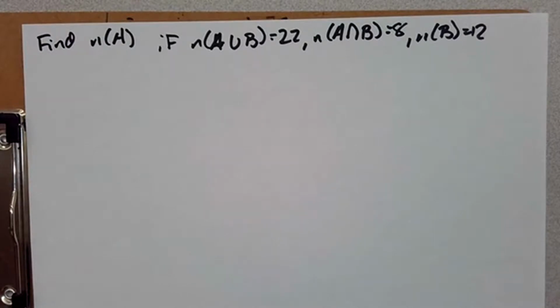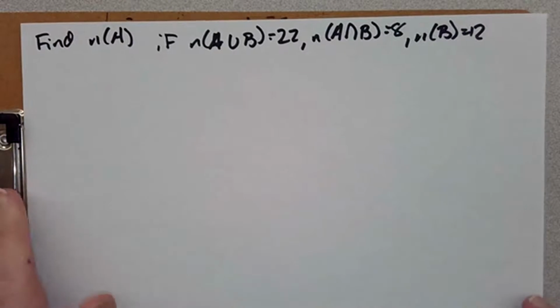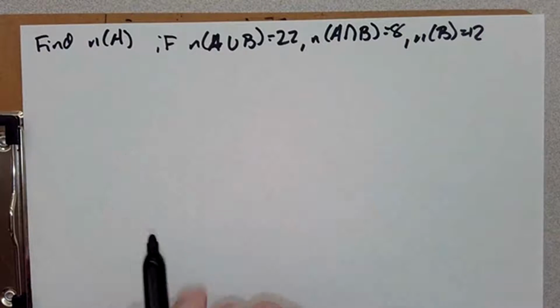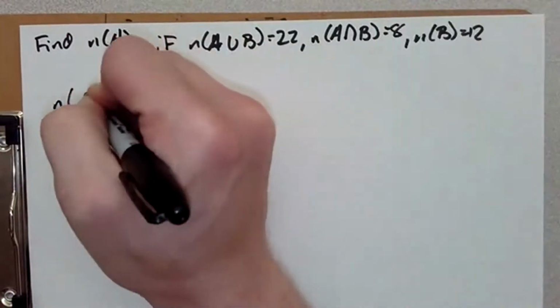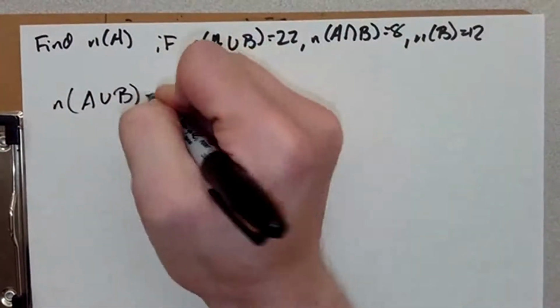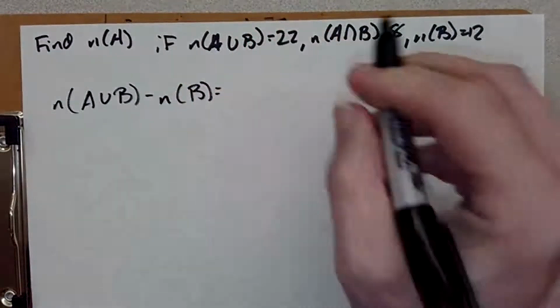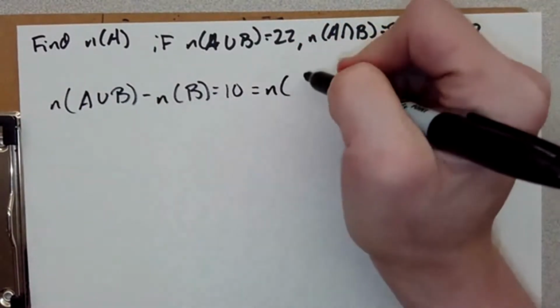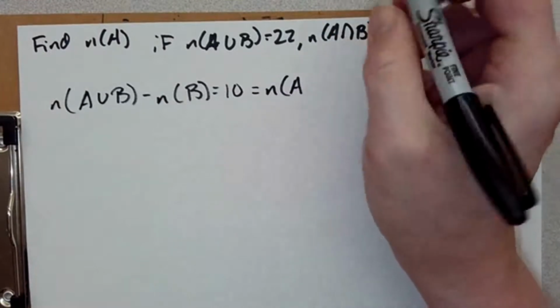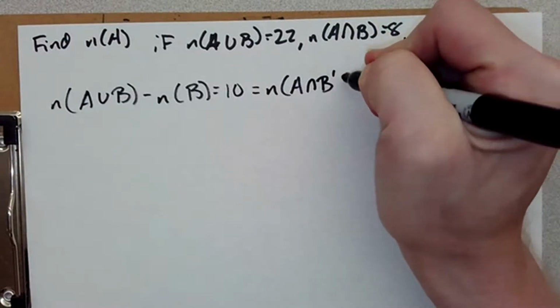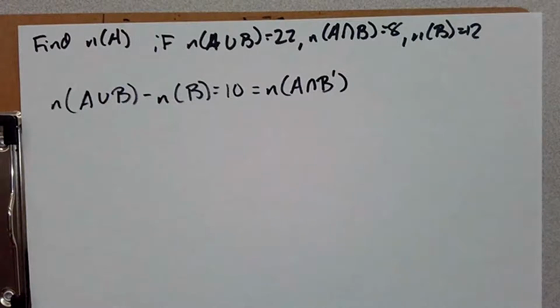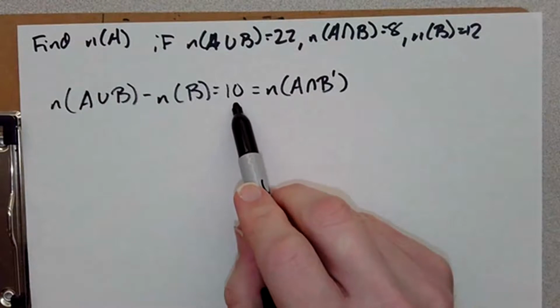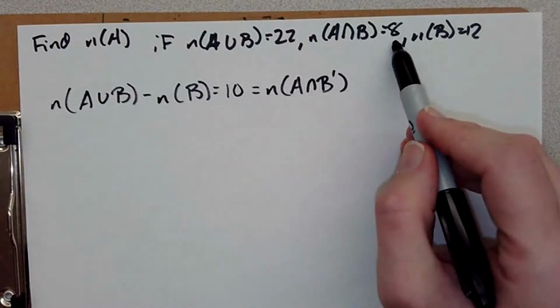is 22, the number of elements in the intersection of A and B is 8, and the number of elements in B is 12. So if we take the number of elements in B away from the number of elements in the union, we get 10, and that is going to be the number of elements in A that are not in B, or the number of elements in A and the complement of B. Now, this is the number of elements that are not in B and in A. This is the number of elements that are in both B and A.